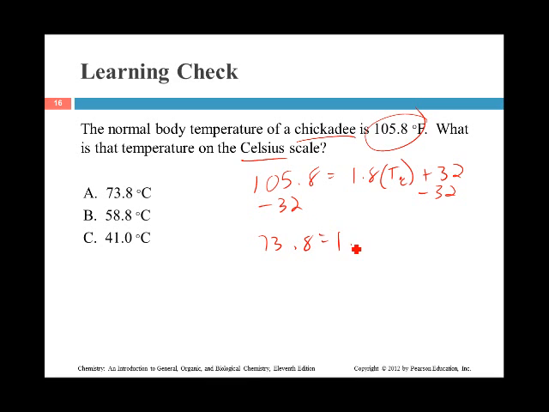73.8 is equal to 1.8 times the temperature in degrees Celsius. So we're going to divide both sides by 1.8. And that comes out to be 41. Now it comes out to be a whole number. Oh, that's right, it's 41. We'll talk about significant figures later.